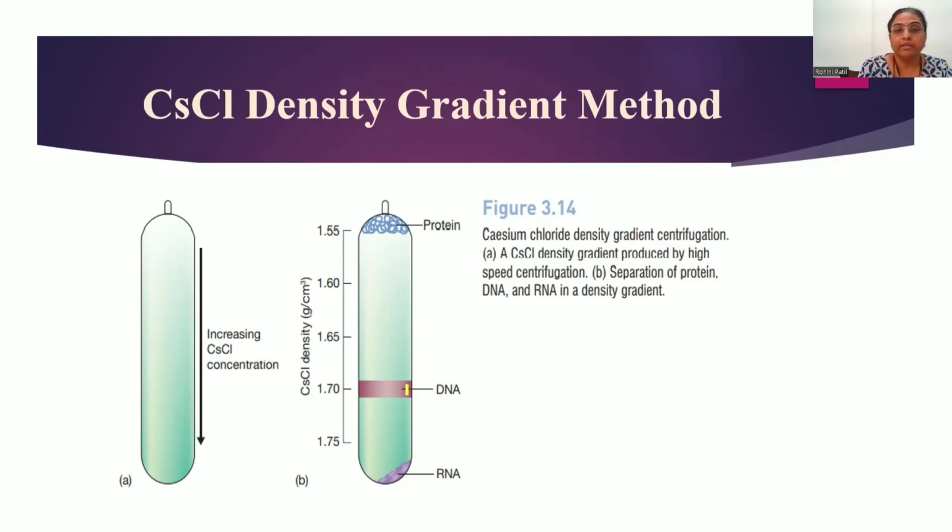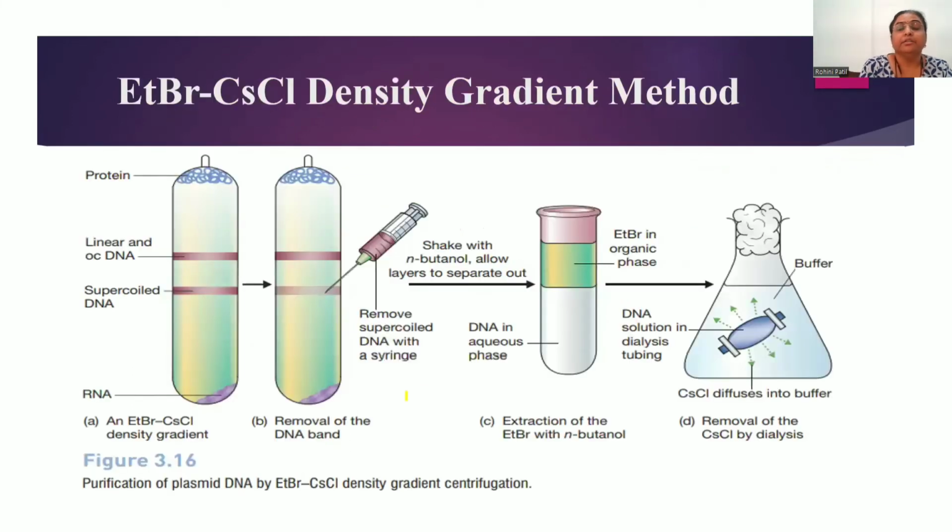So here we get the band of the DNA, and this DNA can be removed with the help of a syringe. But this DNA consists of the plasmid DNA as well as the genomic DNA. So how do we separate the plasmid DNA and the genomic DNA by the CsCl density gradient method? Before the CsCl density gradient, the cell lysate is treated with EtBr, and now the method is the EtBr-CsCl density gradient method. We know that EtBr is an intercalating agent.